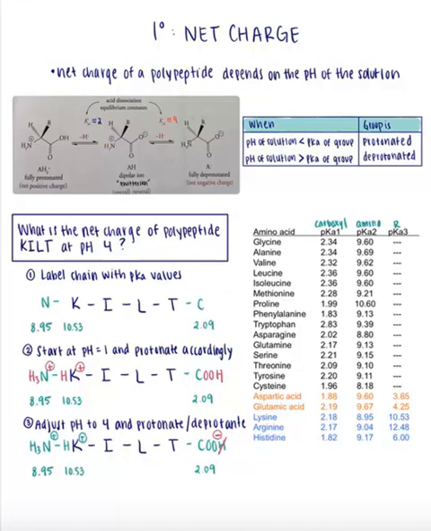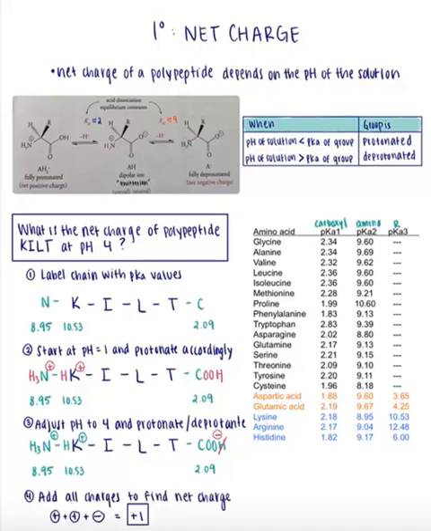And then your last step is actually to just add up all of your charges and find the net charge. So at a pH of 4, we know that these two will be protonated, and this one will be deprotonated. So we have positive, positive, negative. That leads to a net charge of +1. So that's how you approach questions like this.